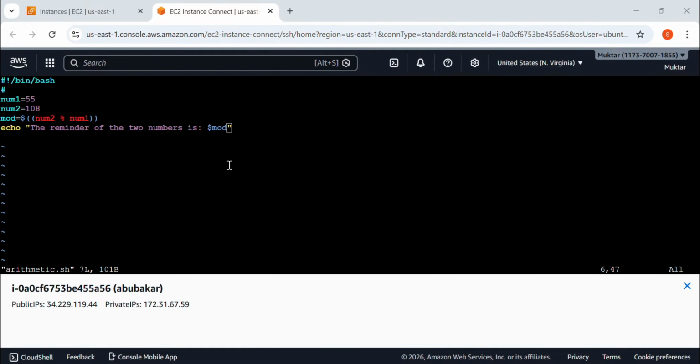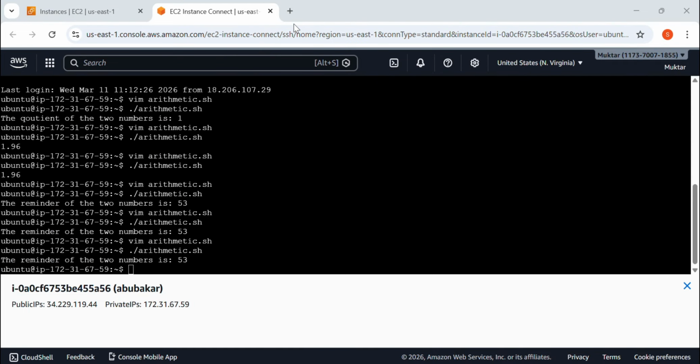And this is the command for modulo. As you can see, I did mod equals dollar double brackets num2, then percent num1. Then I did echo "The remainder of the two numbers is $mod". So I did 108 modulo 55 so that it could give out the remainder. So let us check out the command. As you can see, it showed us the remainder of the two numbers is: 53. That means we just finished doing our modulo. So that is simple and easy.